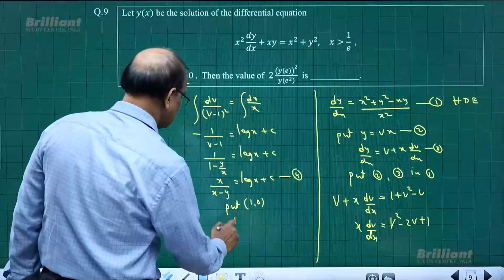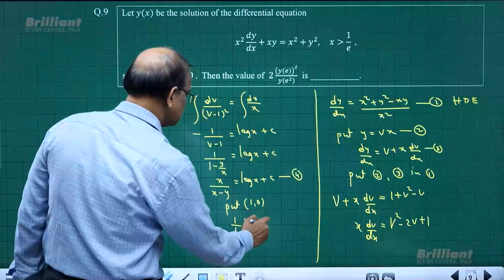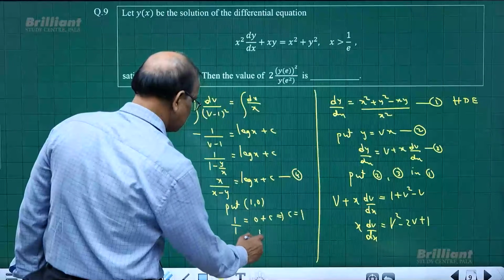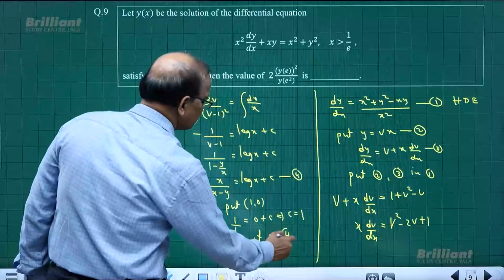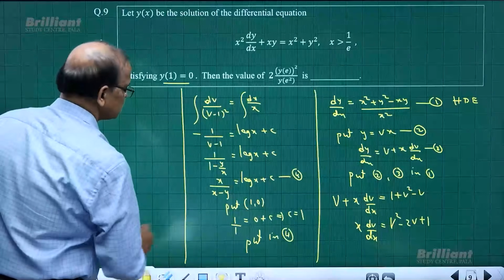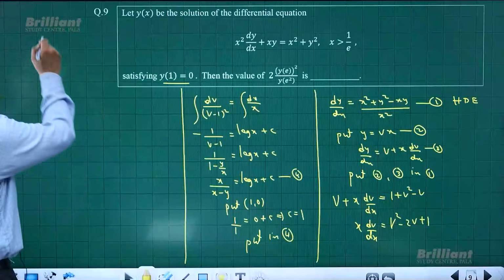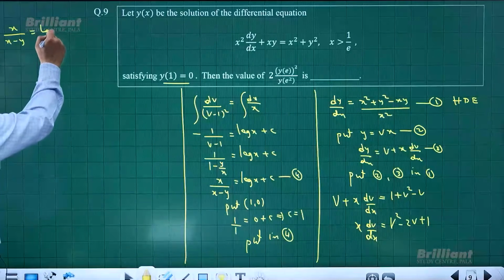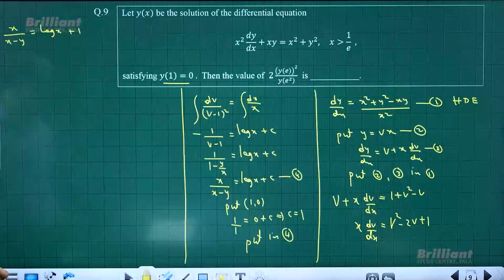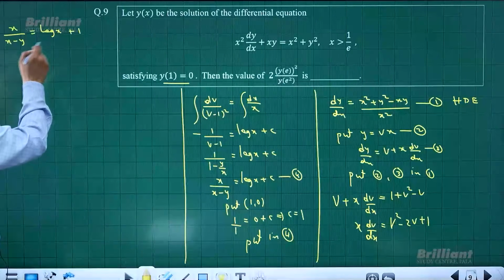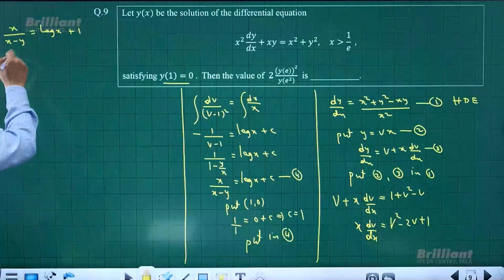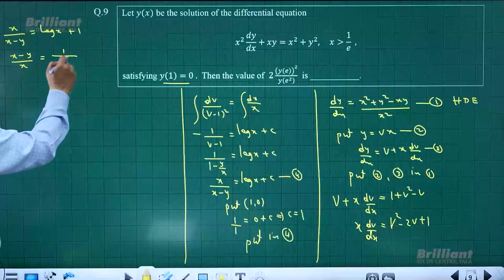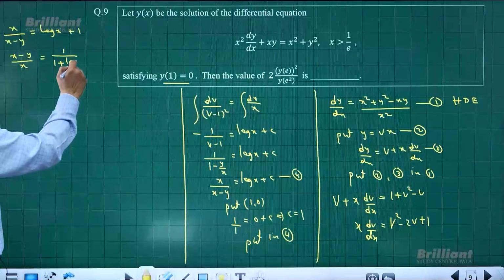So 1 by 1 is equal to 0 plus c, so c is 1. Put in 4, right? So what is this? x minus y is equal to log x plus 1, right? So therefore x minus y by x is equal to 1 by 1 plus log x.